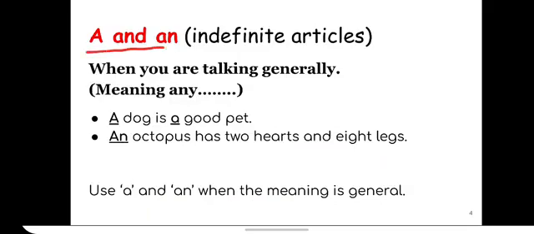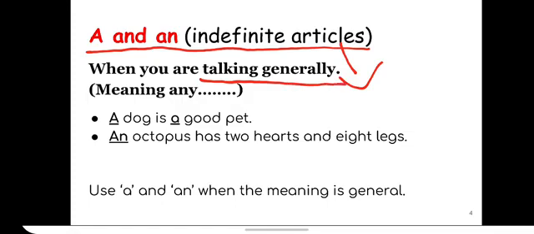Let us read this one. So these are indefinite articles. Indefinite means unsure. When you are talking about a general noun, you can use a or an before it. Now, as I already said, a and an mean the same thing, so don't get confused here.